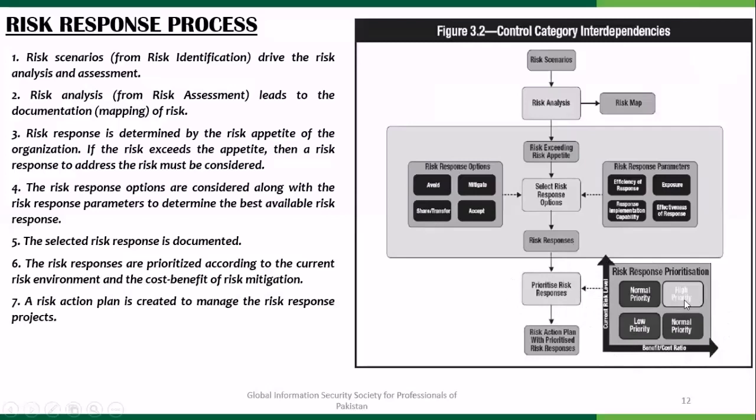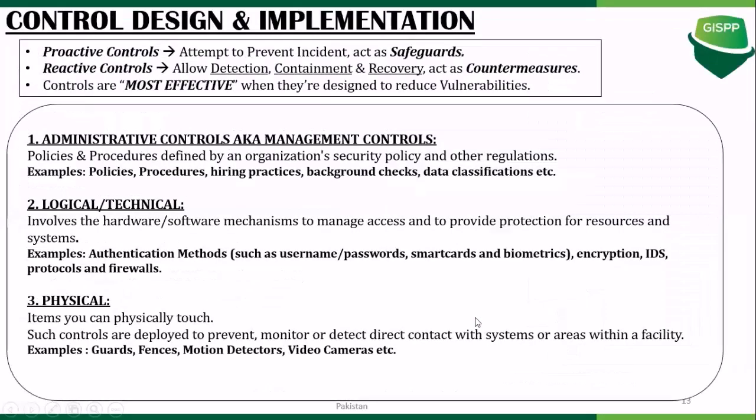So high priority ones are the ones which are quick wins. Normal priority ones are the ones in which you need to develop a business case, and low priority ones are those that can be deferred to a certain point in time. Again, this image was taken from the ISACA CRISC manual.